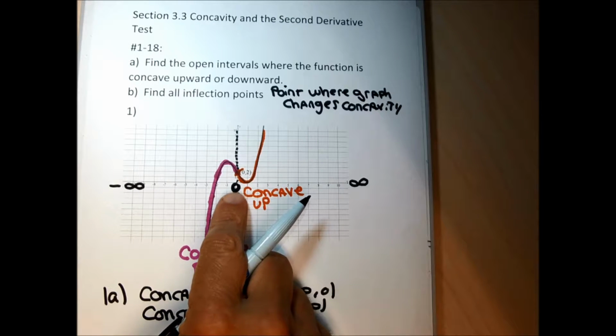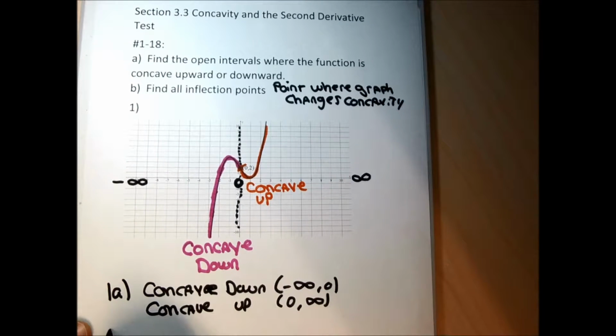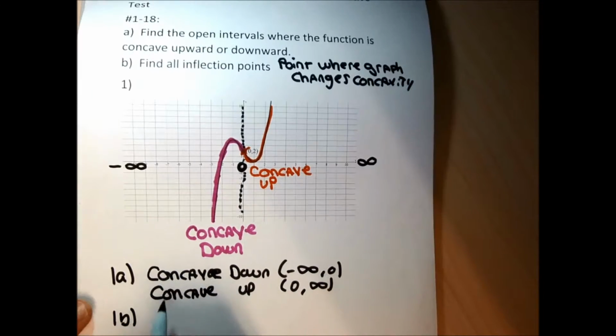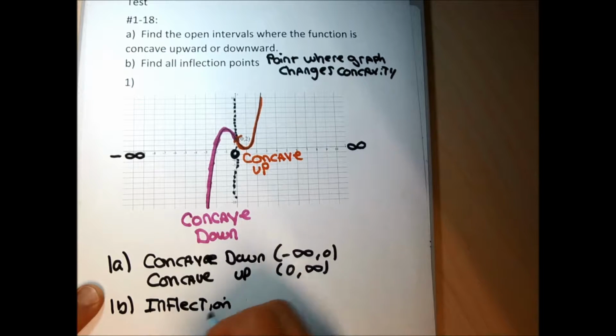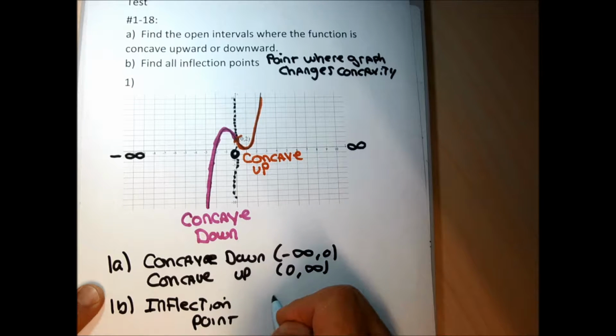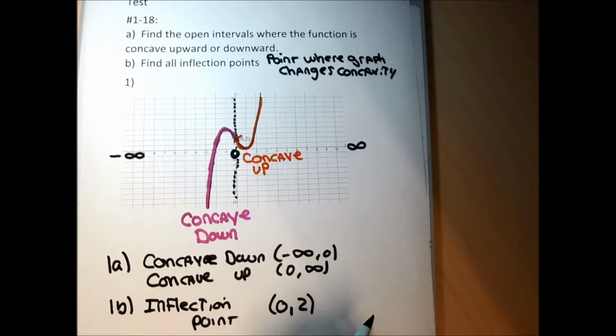Because at x equals 0, the graph changes concavity from concave down to concave up, we call that point an inflection point. So this graph's inflection point is the point (0, 2). And there aren't different kinds of inflection points. Like in section 3.2, we had maximums and minimums in terms of when the graph changes directions. But when a graph changes concavity, it's just called an inflection point. There aren't multiple kinds of inflection points.